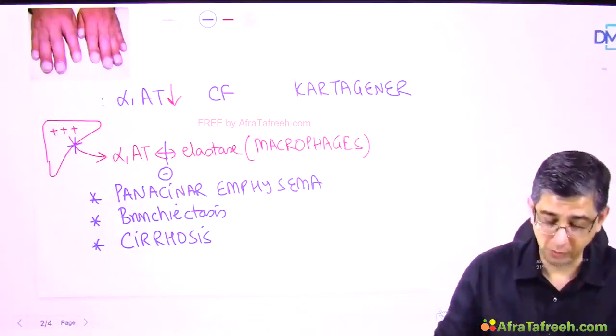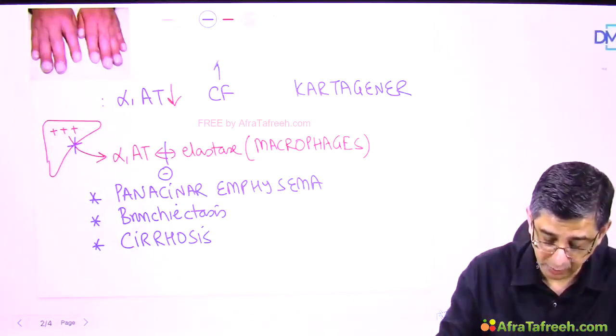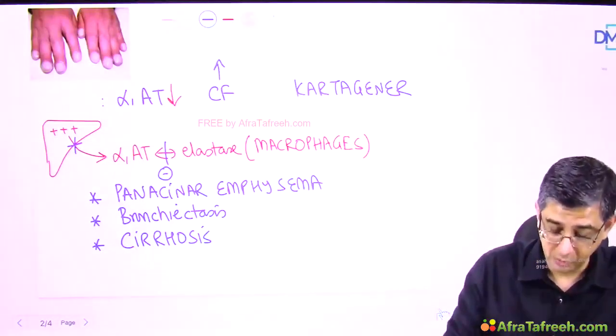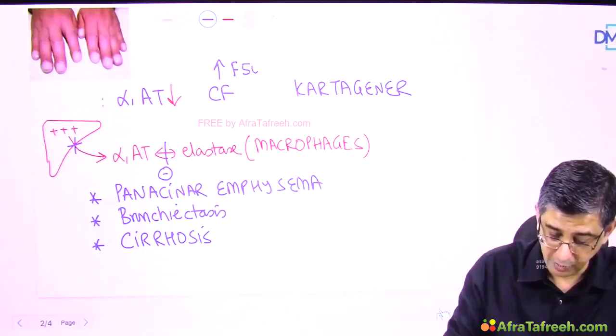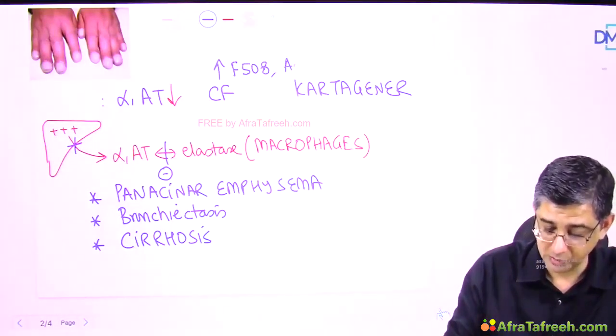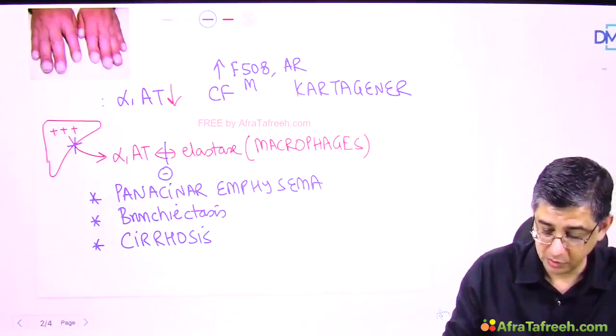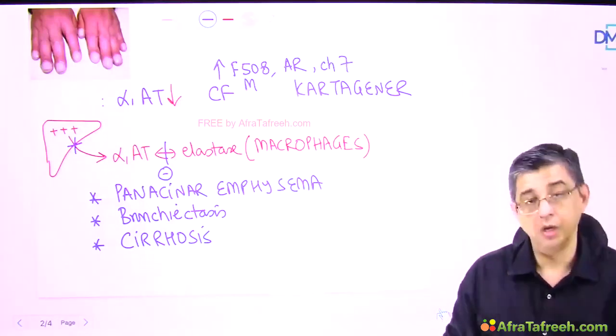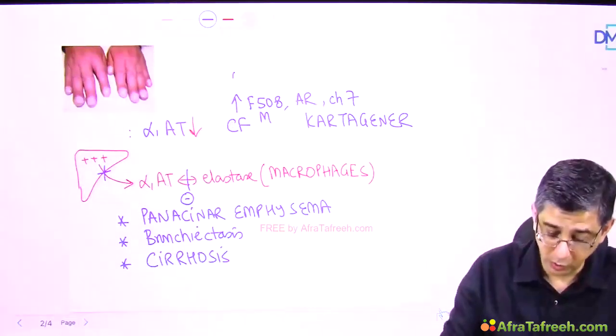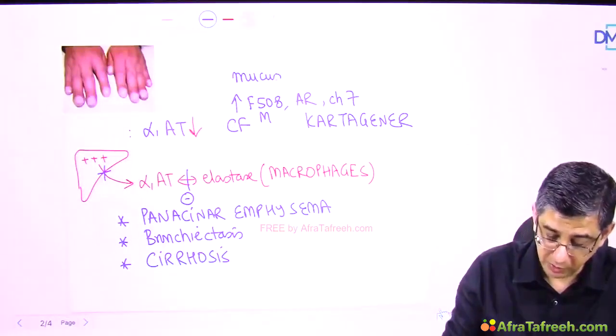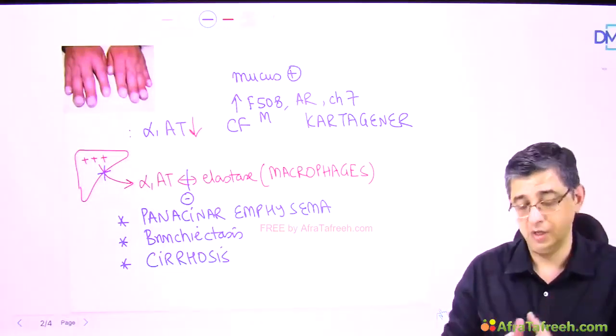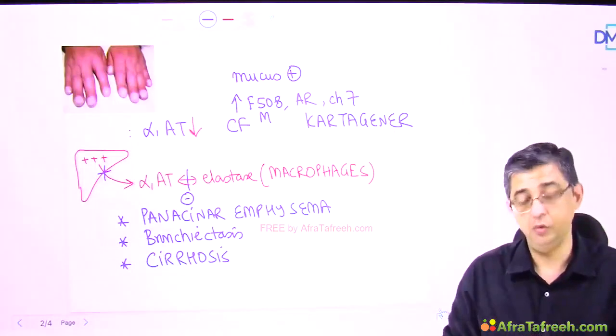In contrast, cystic fibrosis is a separate lecture that I have taken, but I'll just mention the salient features. This occurs due to the F508 mutation. It's an autosomal recessive condition, and this is due to a defect on chromosome number 7. The problem in this condition is that the mucus of the airways is extremely thick, and therefore it is also called mucoviscidosis.